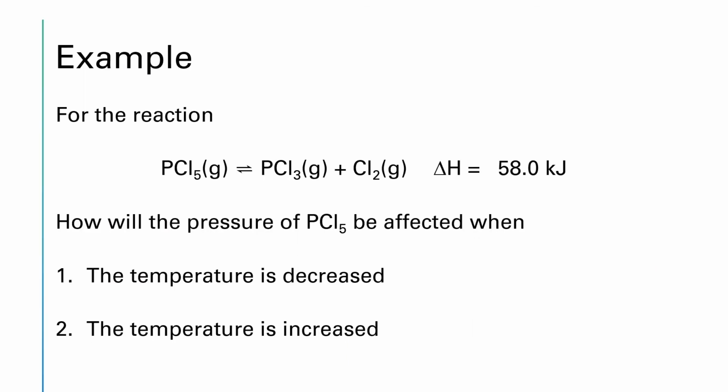For this reaction, PCl5 in equilibrium with PCl3 and Cl2, our delta H value is positive, which means it's an endothermic reaction. So I'm going to write heat in as a reactant. So we'll have heat plus PCl5 in equilibrium with PCl3 plus Cl2. And we're asked to monitor the pressure of PCl5 with these changes. The first change is that the temperature is decreased.